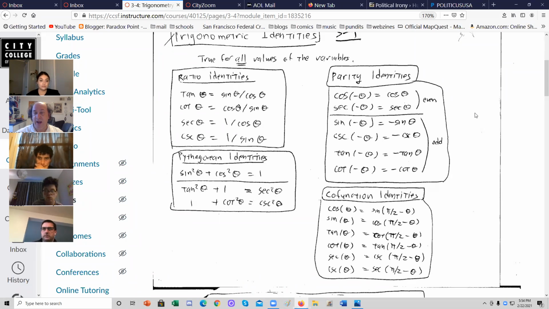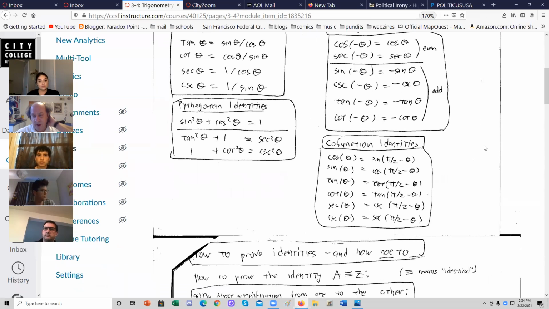There are what are called parity identities, whether or not a function is even or odd. Cosine and secant are even, meaning that it takes a negative inside the parentheses and absorbs it. Cos negative theta equals cos theta. Sec negative theta equals sec theta. Sine, cosecant, tangent, and cotangent are what are called odd, meaning that they transmit the negative sign. So sine of negative theta equals negative sine theta. Cosec negative theta equals negative cosec theta. Tan negative theta is negative tan theta, and cotangent negative theta is negative cotangent theta.